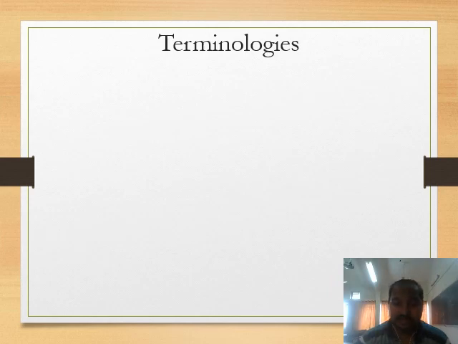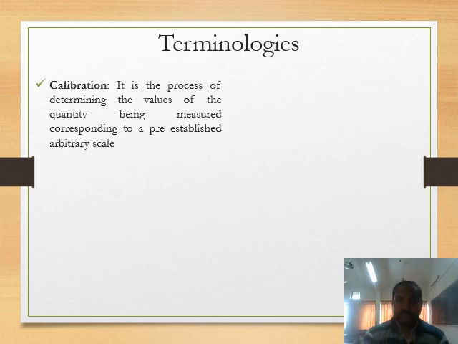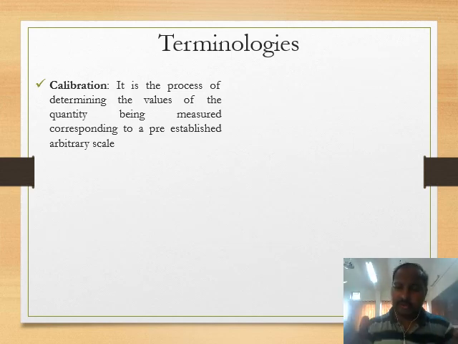We'll discuss the different types of terminologies which we generally use in metrology and measurement. First is calibration. Calibration is always about comparing the known standard with the unknown standard. Meaning to say, I already said a meter is this much length, what we are calling 1 meter, and it is one particular standard.